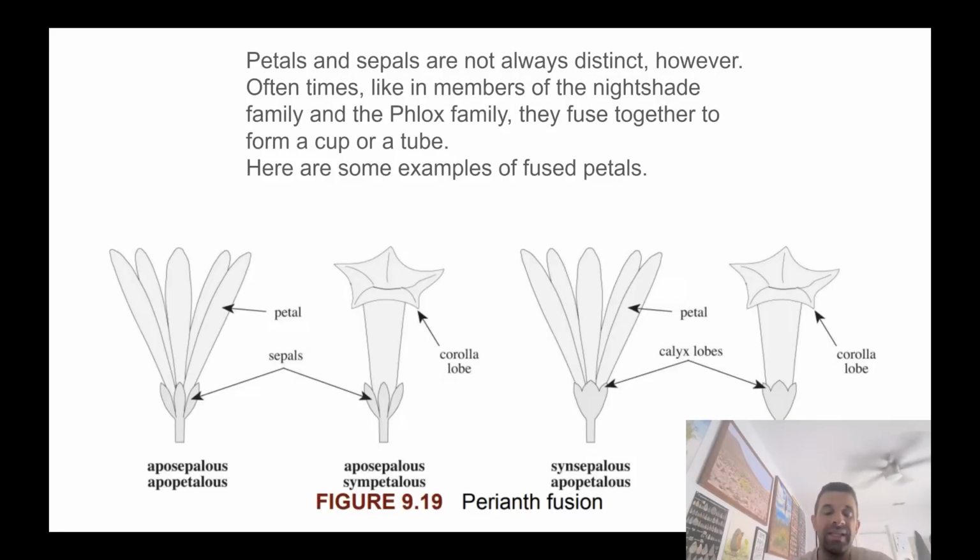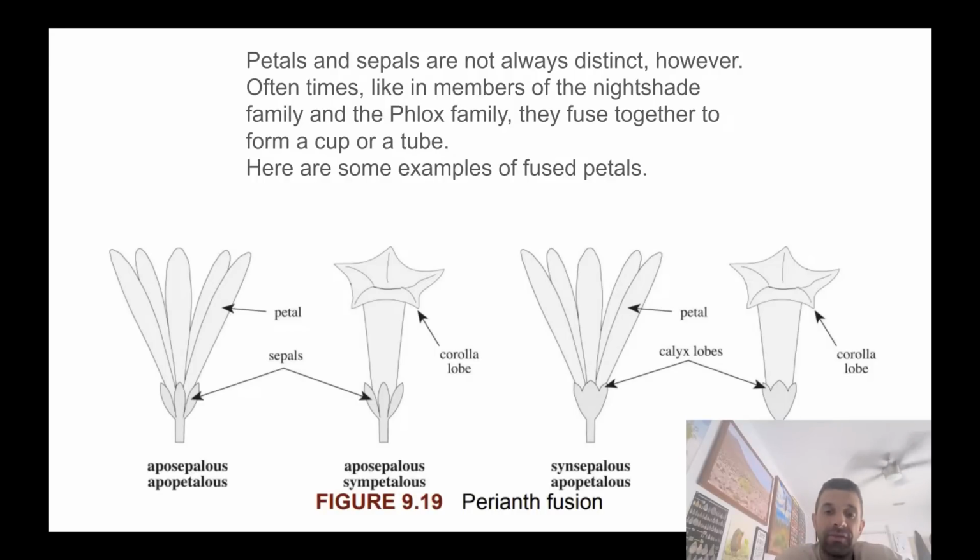This is teaching you to know what to look for when you're trying to figure out what family a plant is in. Petals and sepals are not always distinct, however. Oftentimes, like in members of the nightshade family, the potato family, Solanaceae, and the phlox family, Polemoniaceae, they fuse together to form a cup or a tube. You'll see this a lot in flowers that are pollinated by things like hummingbirds or moths. They've often got a tube flower, compared with a daisy, which is radial.